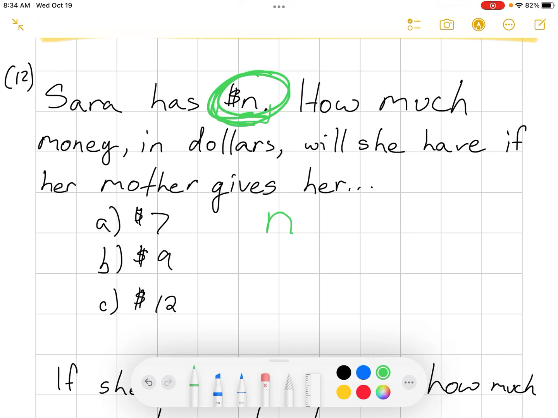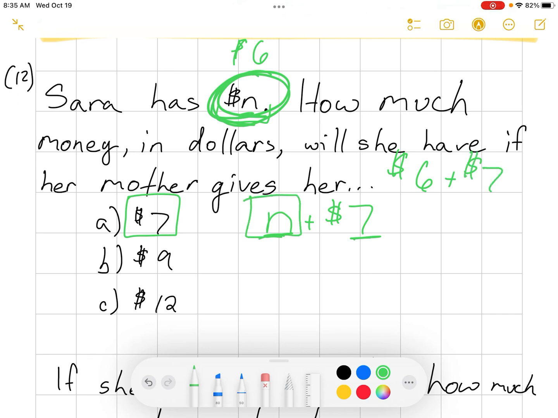Okay? And then what do I do with this? This is the amount her mom now gives her. So this is her starting amount, and now her mom gives her $7. So we're going to add these amounts together. So if I told you in the beginning Sarah has $6, right? And then her mom gives her $7. How much money does she have? Well, you would go $6 plus $7, right? So all we're doing is replacing it with that variable.